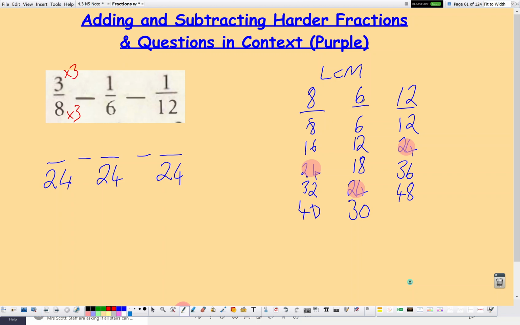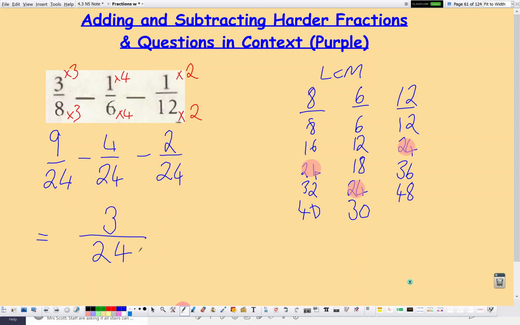What did I do to 6? Well, you can go back to your multiples. 6 times 1, 2, 3, 6 times 4 is 24. And 12 times 1, 2. Okay, so it's actually quite helpful doing those little lists at the side when you get to this stage as well. So we get 3 times 3 is 9, minus 1 times 4 is 4, minus 1 times 2 is 2. Now we can combine them into one single fraction because they're all over 24, and it's 9 take away 4 take away 2. So 9 take away 4 is 5, 5 take away 2 is 3.